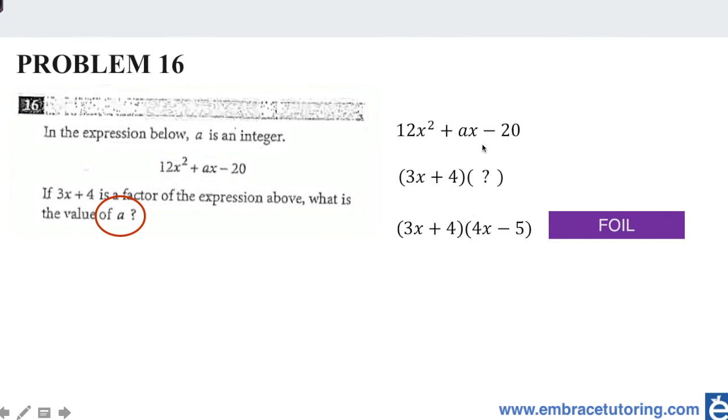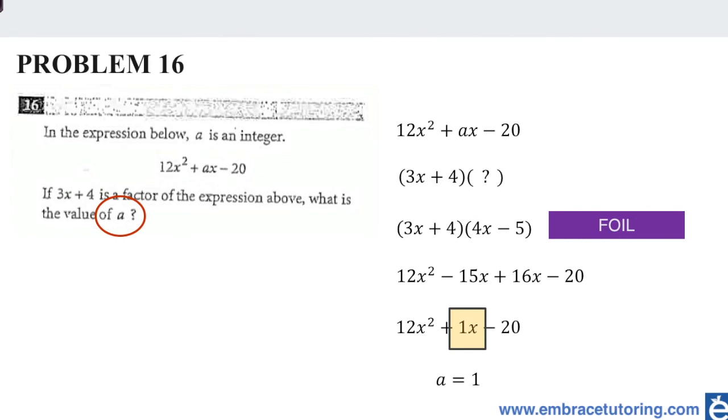So these do work. And when I combine my like terms, I will end up getting 12x squared plus 1x minus 20, because the negative 15x and the positive 16x here will become a simplified positive 1. Notice that it's only asking for a, so that's my middle term, making 1 equal to a, and therefore the answer to number 16 is going to be 1.